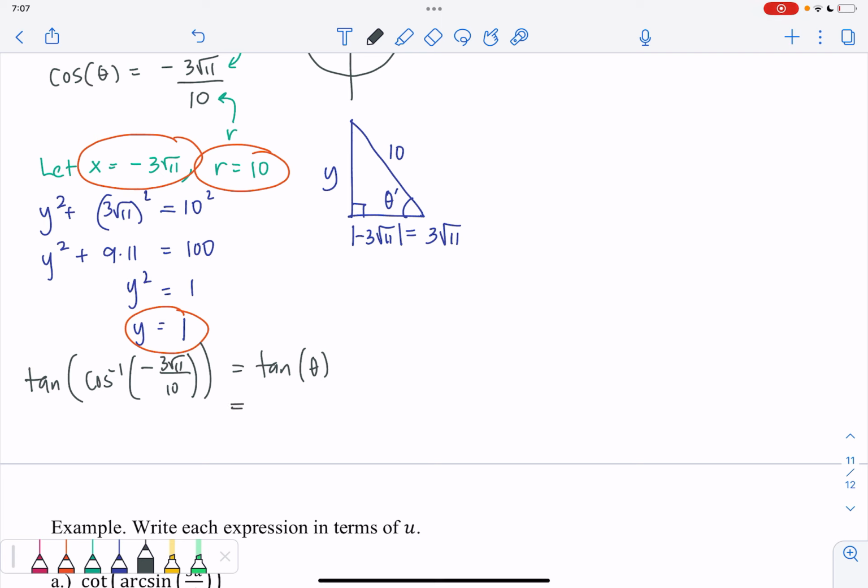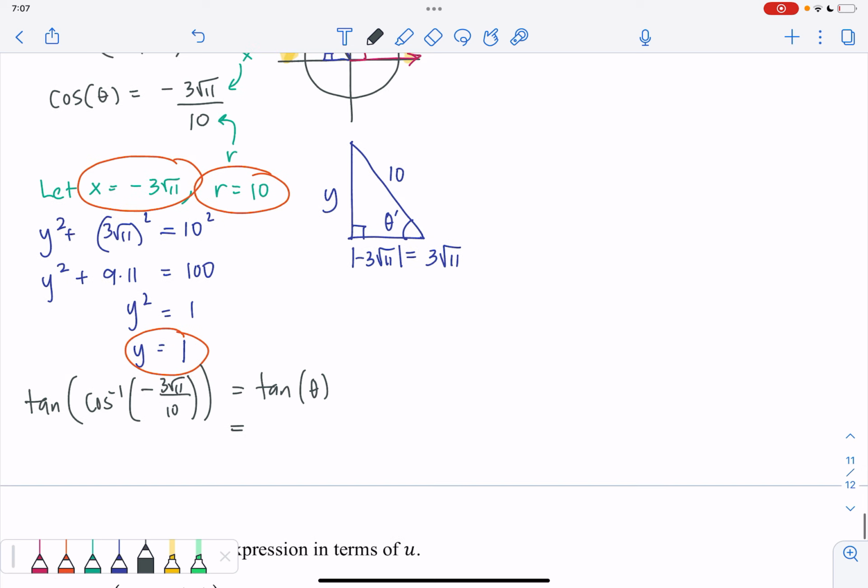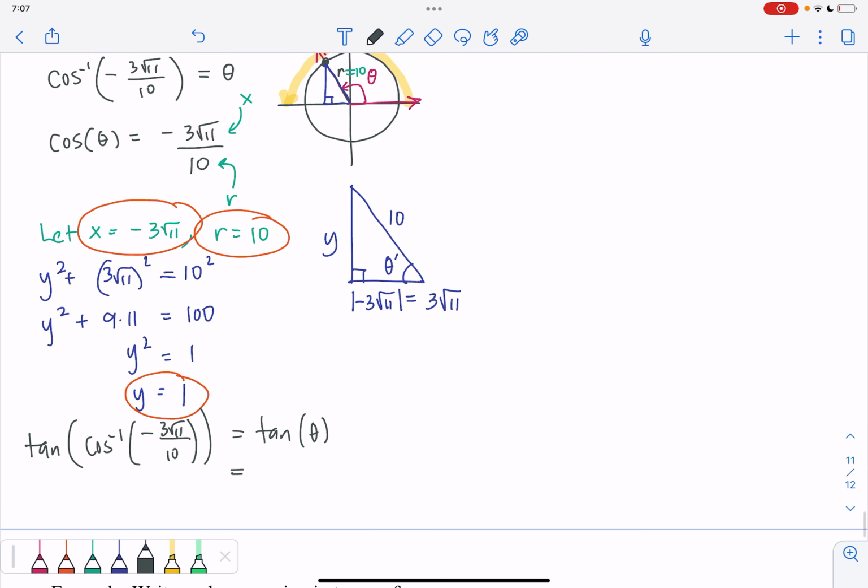And again, it's my introduction, right? It's my variable I made up. It will disappear by the end, and I've shown how it applies, so I'm good to go there. So what is tan of theta? Well, tan of theta is just y over x. So what is y over x? Well, y is 1, and x is negative 3 root 11.